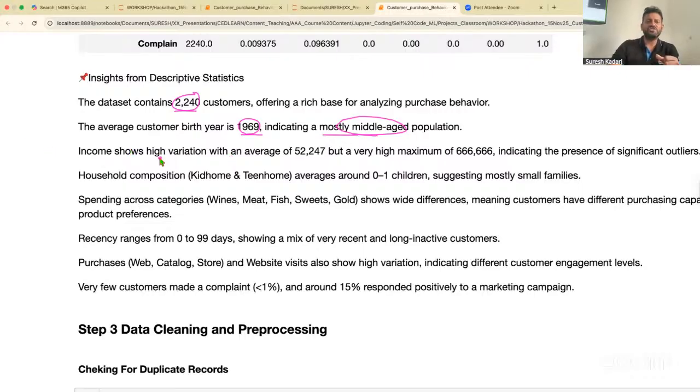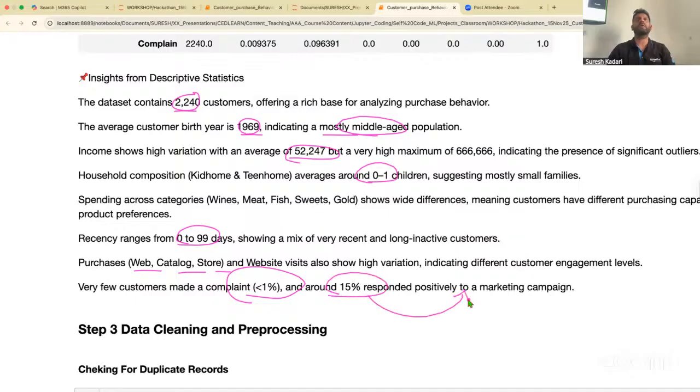Income shows a high variation around the average. See, I am getting some idea. And children 0.4. That means what? 0 to 1. Either you have 0 children or 1 child. Okay, household teenagers average 0 to 1. Like that, spending across everywhere, and recency ranges from 0 to purchases. They do all the purchases, made complaint less than 1%, and 15% responded positively to the marketing campaign. 15% response is a good response.